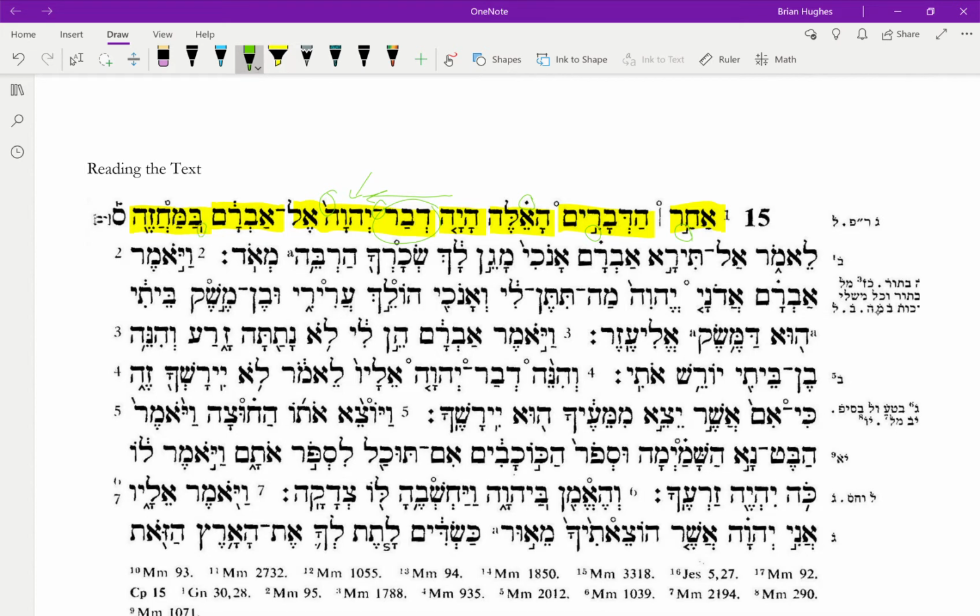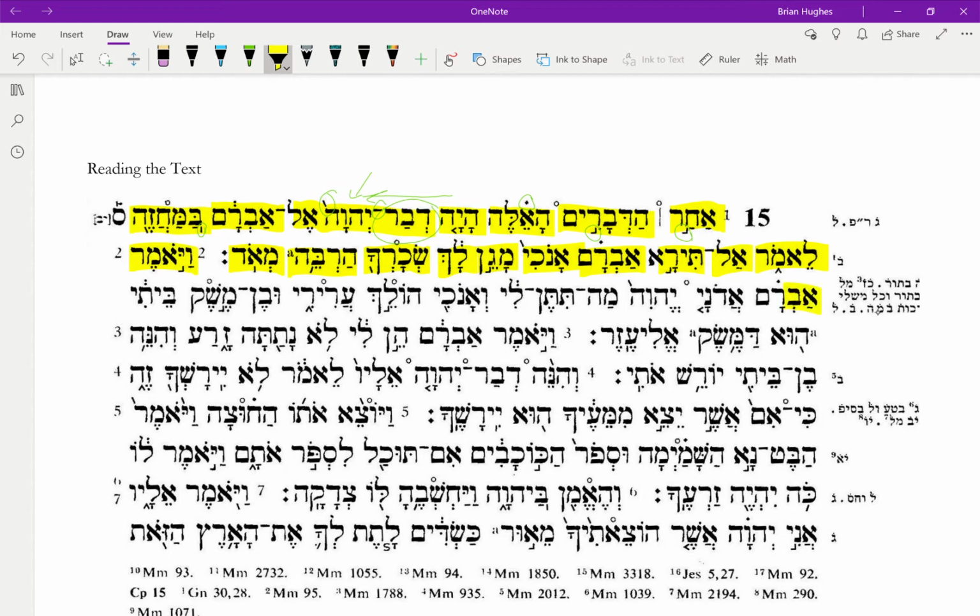Just so you know, this little accent is called a meteg. It's the one I was struggling to remember the other day. It means bridle, the thing you use to slow a horse down. So it's telling me to slow down when I read this. So it's bamachazeh. Lemor al tira Avram anochi magen lach. Sekarcha harbe me'od.